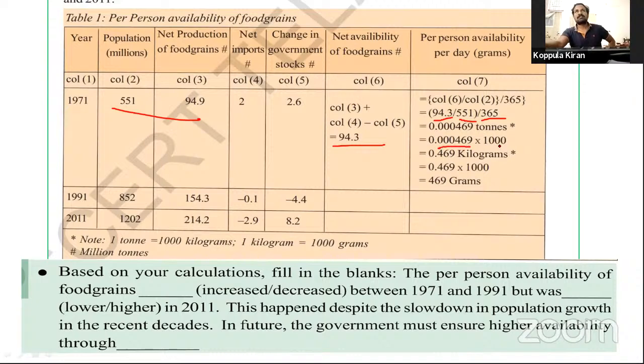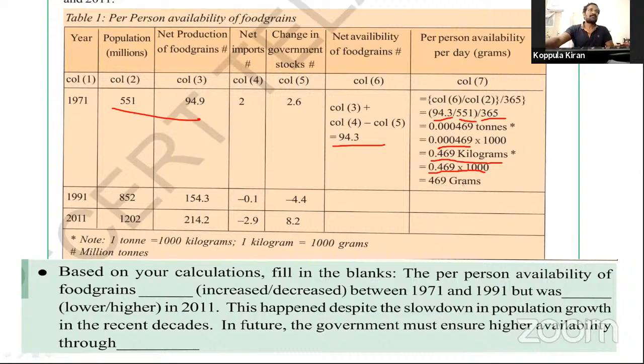This production is multiplied by 1000 to convert into kilograms, 0.469 kilograms, and again converted into grams, 0.469 into 1000. Totally 469 grams is available for a person per day. So in our India, everybody should take, everybody takes 469 grams per day.